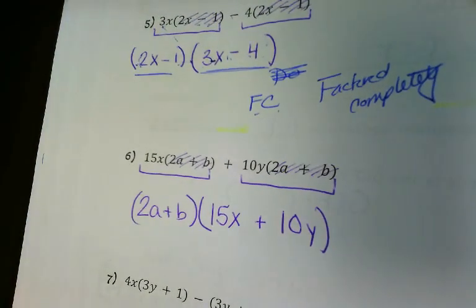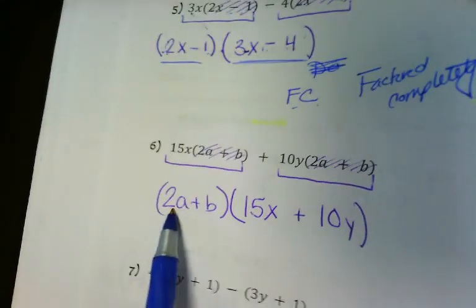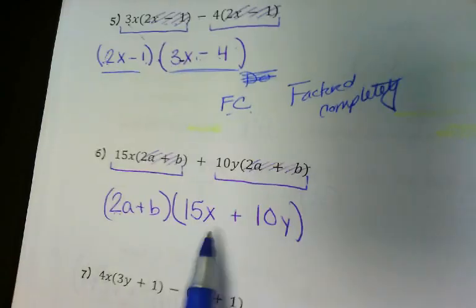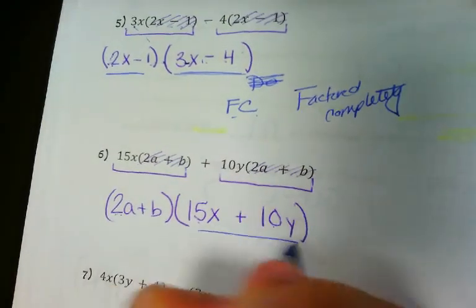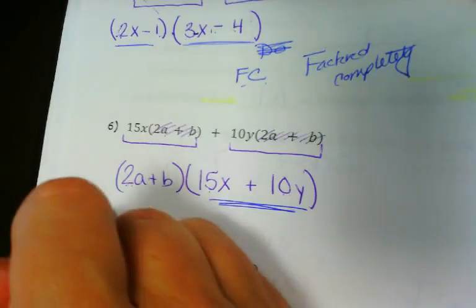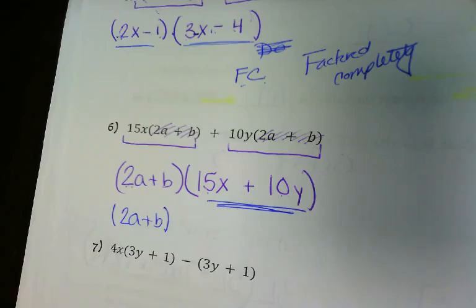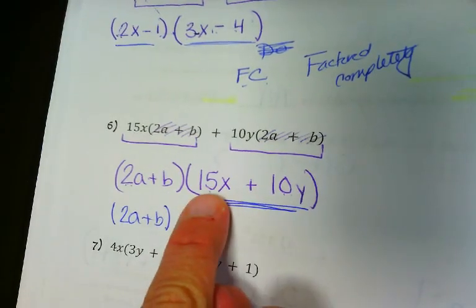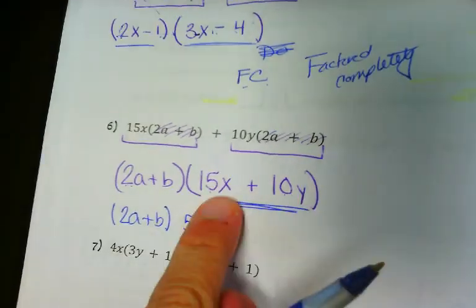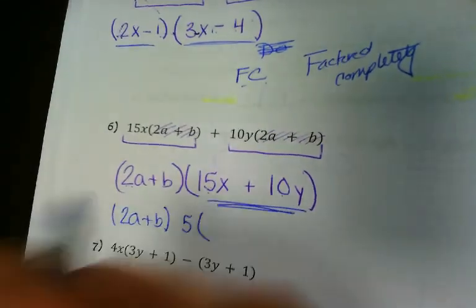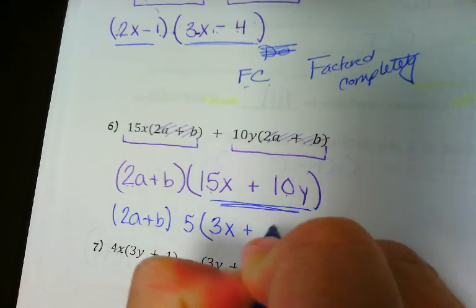Okay, now, you have to ask yourself every time, can any of these terms get factored again? Well, 2a plus b has nothing in common, but what do I notice about these? What do they have in common? A 5. So this has to get factored again. So I'm going to leave my 2a plus b. I have a GCF I can pull out. We just said we can pull out a 5. Okay, can't take out an x or a y, but they're both divisible by 5. So this will leave me with 3x plus 2y.